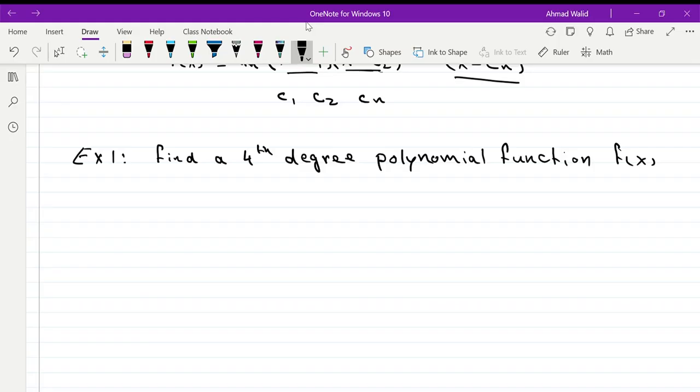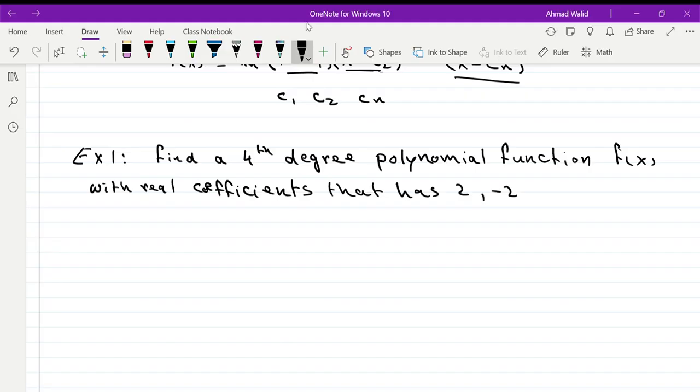With real coefficients that has 2 and -2, and i as a 0, such that f of 3 equals -150. F of 3 equals -150.